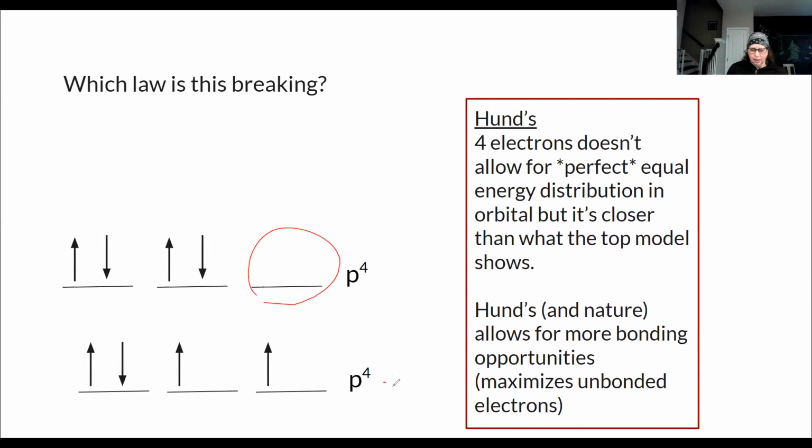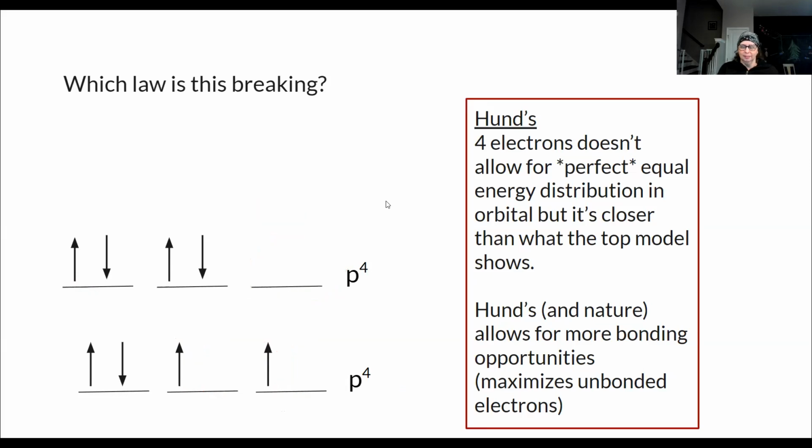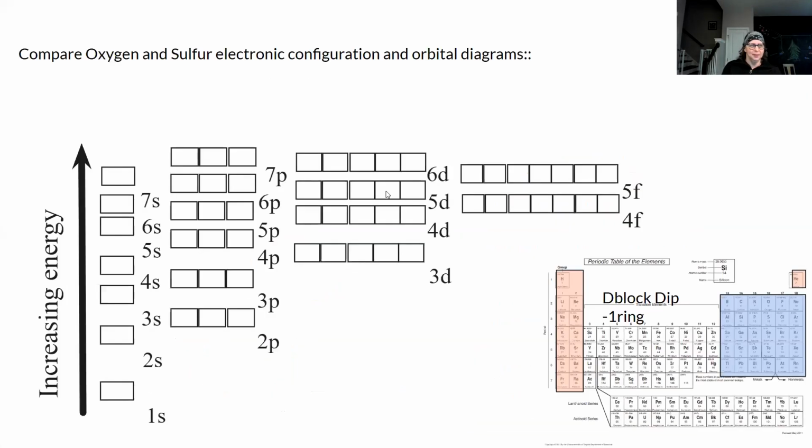If I use what nature figured out, because nature is smarter than us, and what Hund was also able to prove, I now have 2 bonding spots here. So I'm able to do more things because I have 2 unpaired electrons to bond with, as opposed to no unpaired electrons on the top. So that just makes things a little bit easier. So Mother Nature was smart that way.